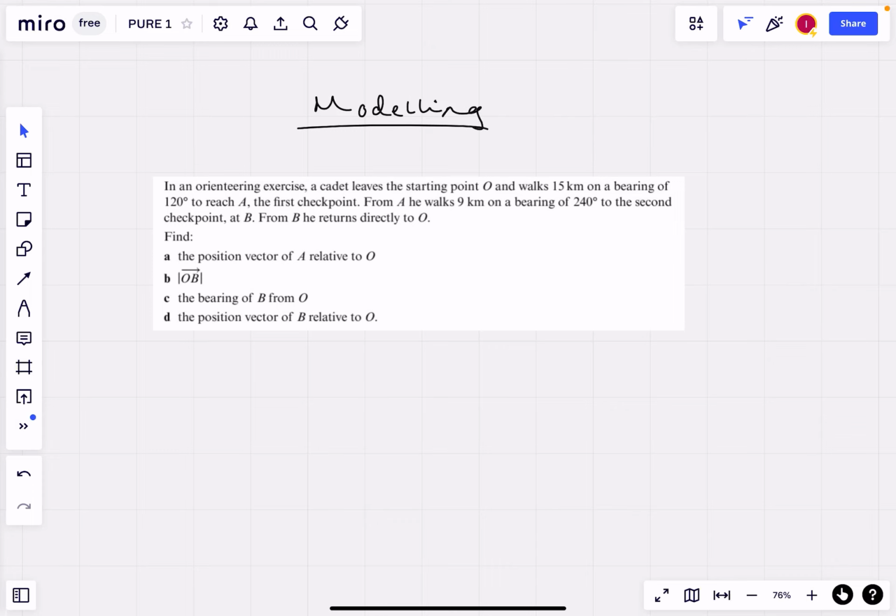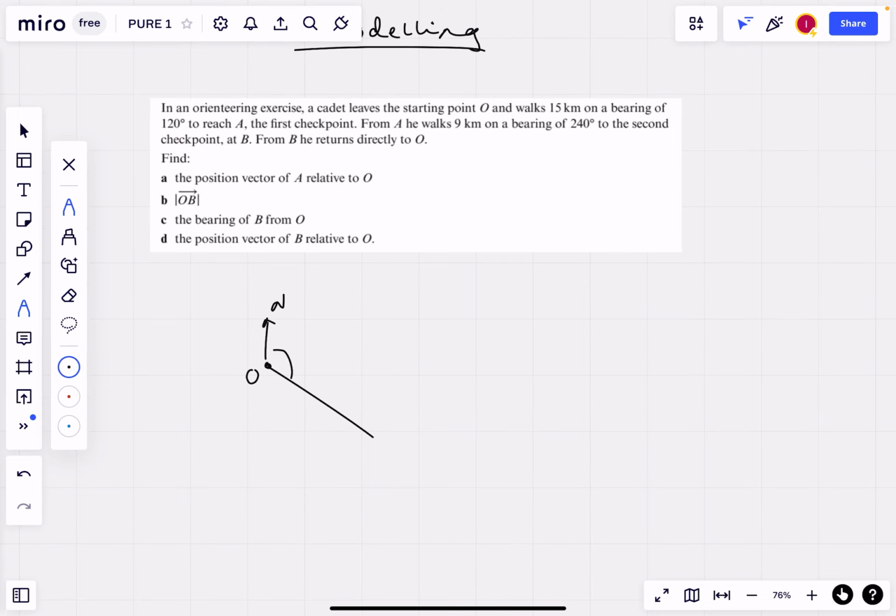Let's try a modeling question. It says, in an orienteering exercise, a cadet leaves the starting point O and walks 15 kilometers on a bearing of 120 to reach A. So let's draw O. This is north, 120 degrees, something like that, and it goes 15 kilometers. 120 degrees, 15 kilometers, reaches A. Cool. A is the first checkpoint.